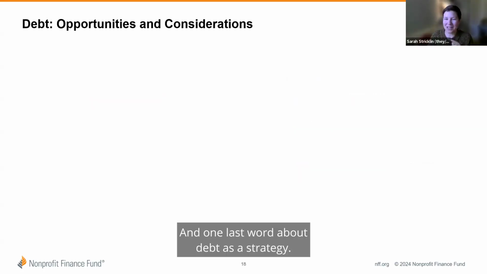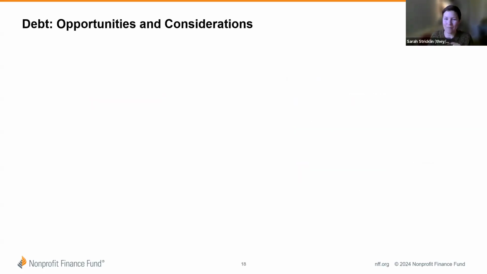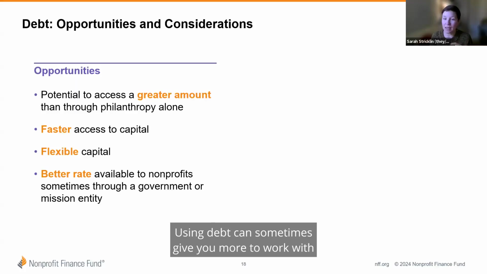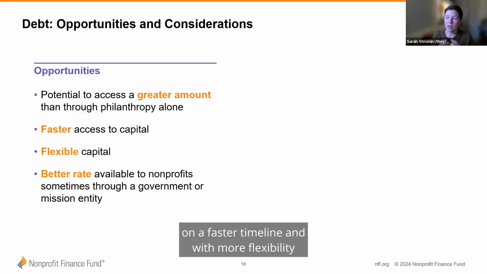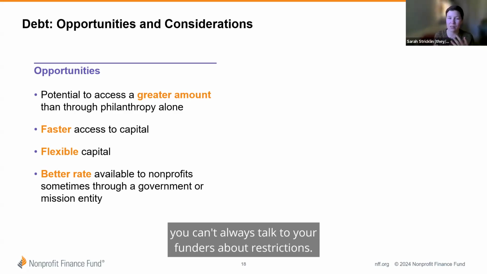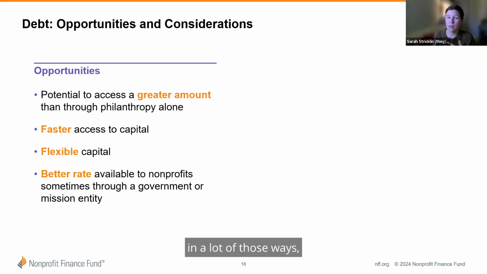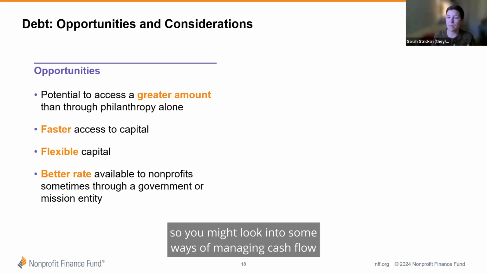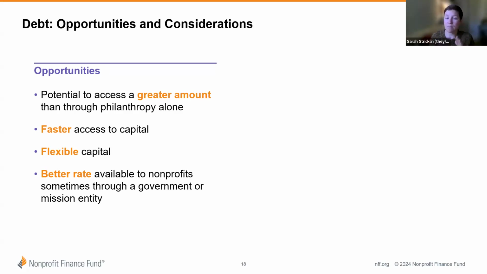And one last word about debt as a strategy. Using debt can sometimes give you more to work with on a faster timeline and with more flexibility than a lot of other ways of accessing cash. You can't always cut expenses. You can't always talk to your funders about restrictions. Sometimes you are just up against a brick wall in a lot of those ways. So you might look into some ways of managing cash flow by using these short-term temporary debt solutions.